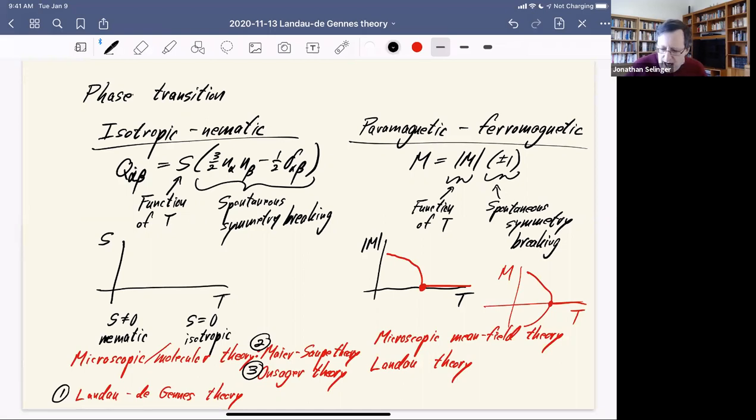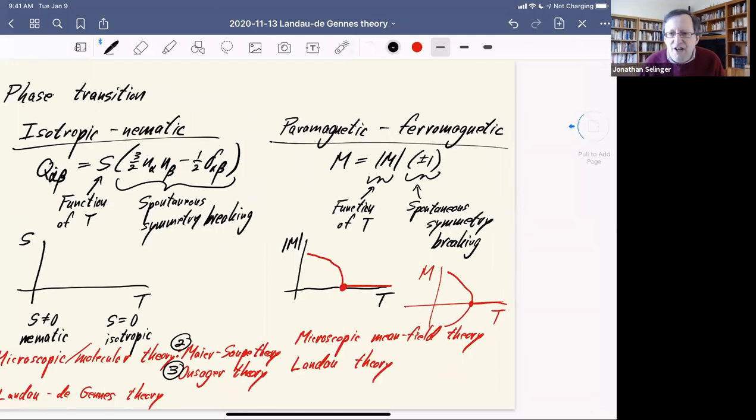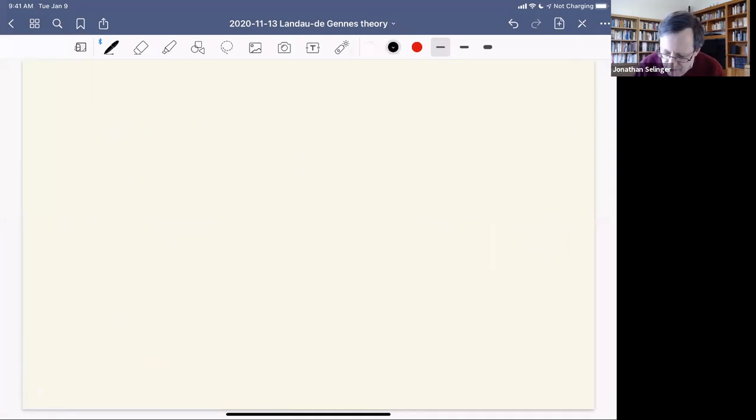Okay, so let me begin with talking about Landau-de Gennes theory. I want to begin by saying, suppose we don't know anything about molecules. All we know about a liquid crystal is the Q tensor. We know that it might have some nematic order. There must be a free energy which depends on the Q tensor. But how does it depend on the Q tensor? That's what we want to try to figure out.